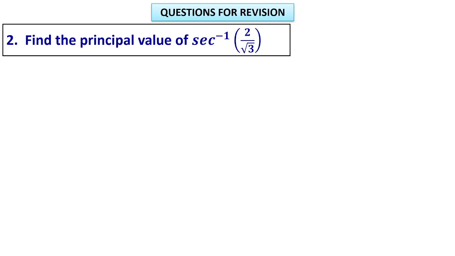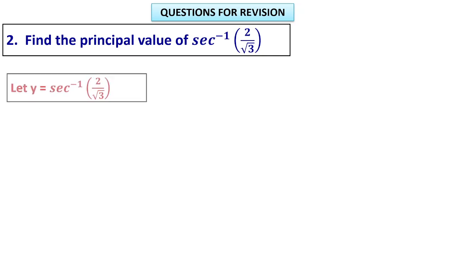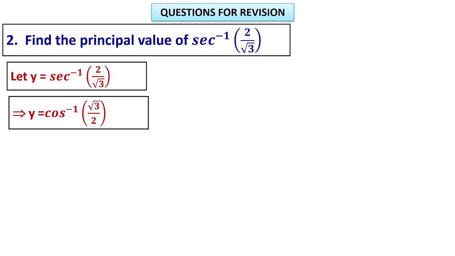Let us go to the next question now. They want the principal value of secant inverse 2 by root 3. y is equal to secant inverse 2 by root 3. Now, if you are not very comfortable with secant inverse, cosecant inverse and cot inverse, using one property, convert it into sin, cos, tan. Therefore, secant inverse of x is the same as cos inverse of 1 by x. Therefore, cos inverse of root 3 by 2.